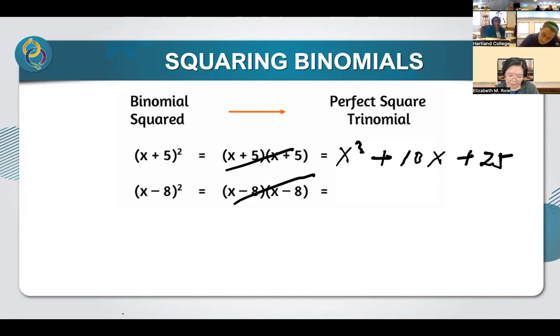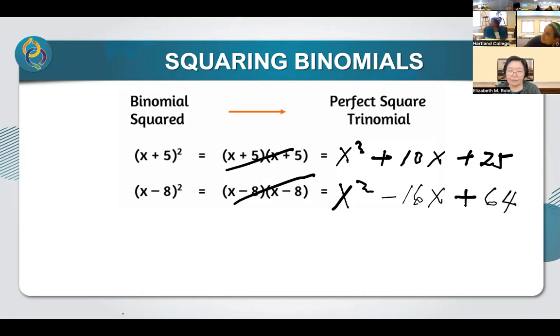All right. This one? x squared. Easy. Yes, minus, now it's minus. Whatever is the sign of your binomial must be the sign of the middle term. Minus 16x. And then the one at the end will always be a plus. So the only change in sign is in the middle term, depending on the sign of your binomial. Yes? 64. Very good.